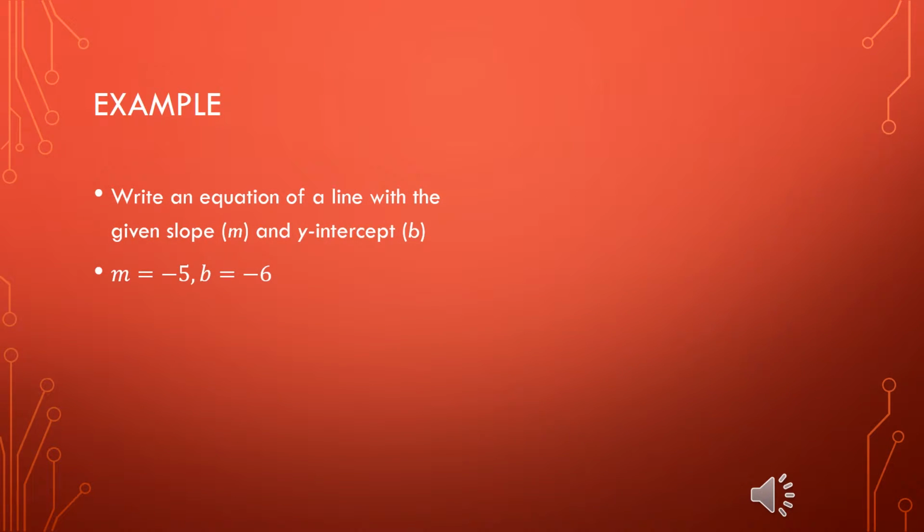Here's another example. Write an equation of a line with the given slope and y-intercept. Pause the video at this point to give yourself a chance to do so. Here's your answer. The slope is -5, so that goes in front of the x. The b is -6, that goes at the end. So y equals -5x minus 6.